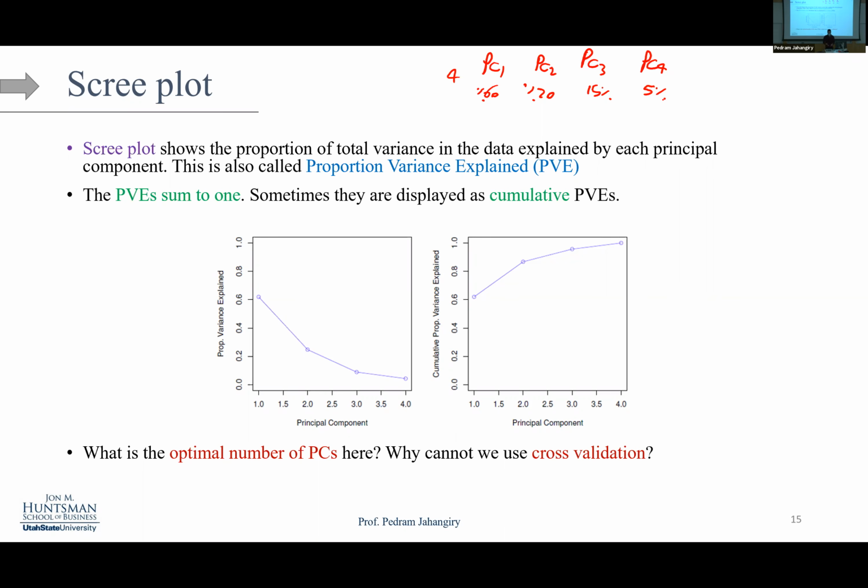Okay. If we plot them, we can look at the contribution of each principal component to the total variance of the data, and then look at the ratio. We call it proportional variance explained. I think this is very straightforward, right?